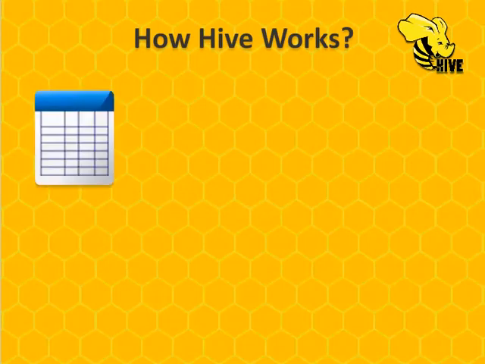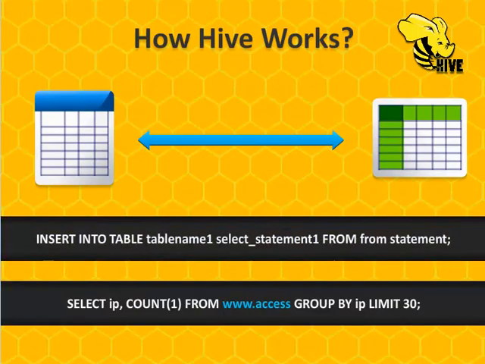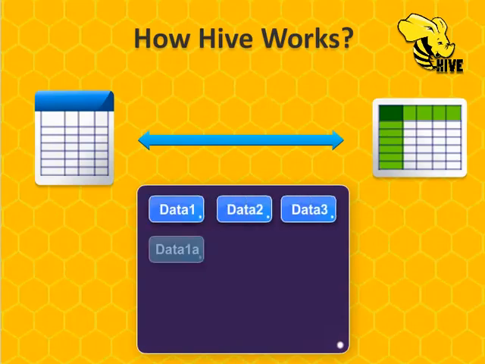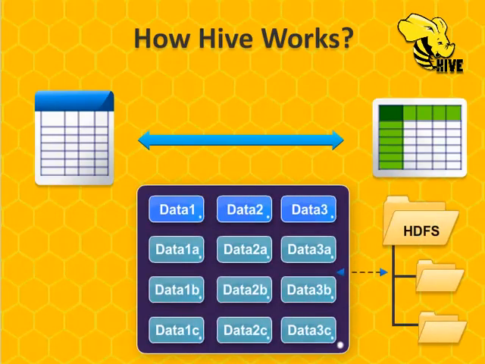Now, let's have a brief look into how Hive works. The tables in Hive are similar to tables in relational database, where data can be accessed using a simple query language. The data in the table is serialized, and each table has a corresponding Hadoop distributed file system or HDFS directory.